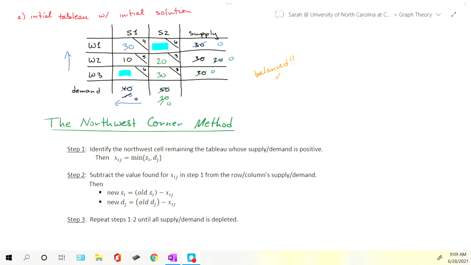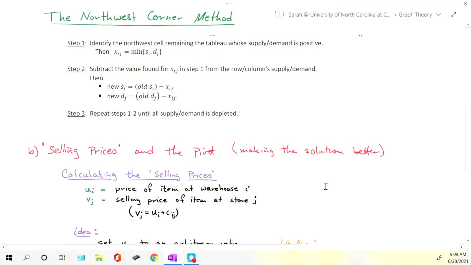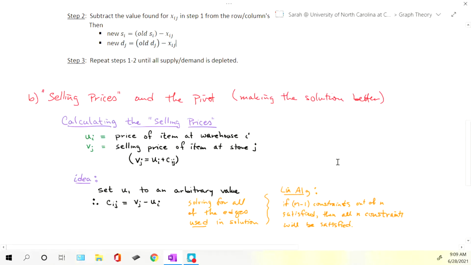In our case, we've done this in a previous video. So step 2. What we're going to do is we're going to calculate something called the selling price. Here, what we do is we do the following. This guy, U with a subscript I, is considered the price of your item at your warehouse. So this would be something like your cost to buy the item or your cost to make your item for your company. Okay. V of J here is the selling price of your item at your store here.